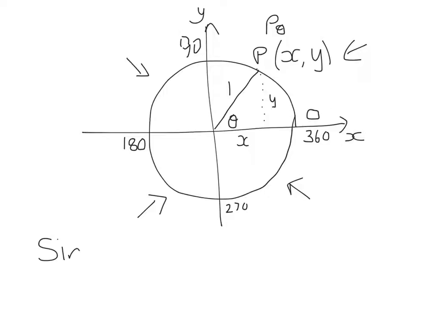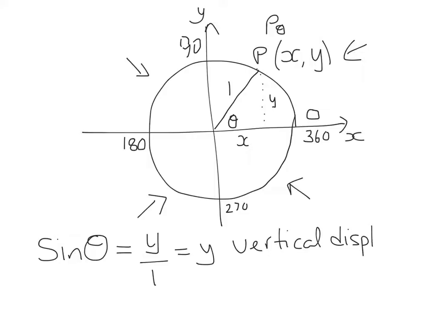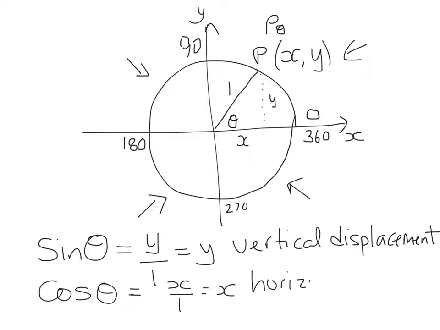So we have sine theta. Now sine theta, remember, is the opposite over the hypotenuse, so that would be y over 1 in this case, so really we've just got y. So what we can say there is that the sine of the angle is a vertical displacement. And displacement just means a distance moved. If we look at cos theta, this time we're looking at the adjacent over the hypotenuse, so that would be x over 1, so just equal to x. So that is the horizontal displacement, which hopefully I can fit in here.